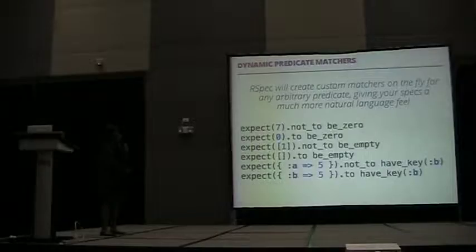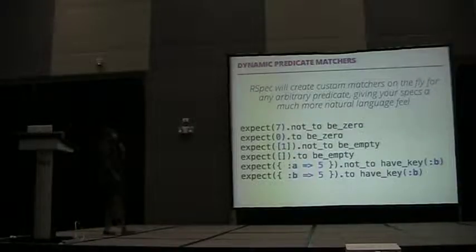So expect 7 not to be 0, expect 0 to be 0, expect a list with a single element to not be empty, expect an empty list to be empty, and similar stuff. So a predicate is a Ruby method that returns a Boolean value and by convention has a question mark at the end of it, right?